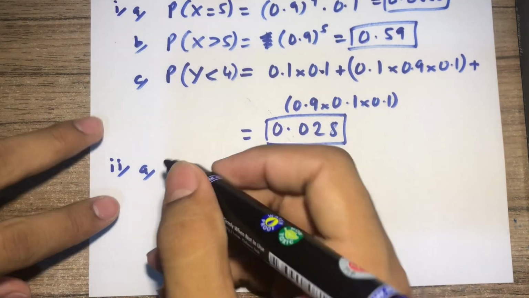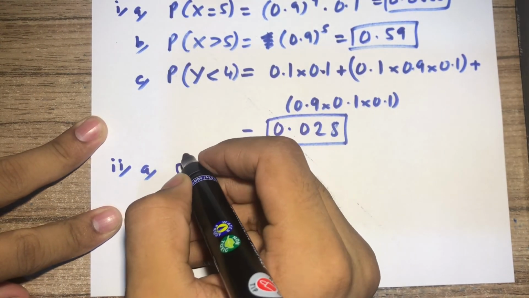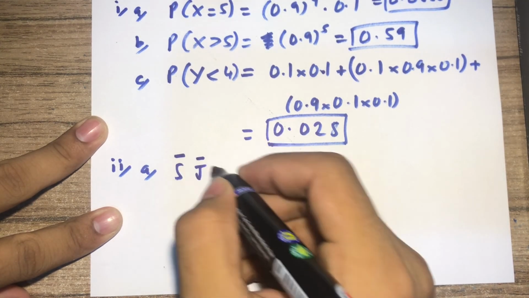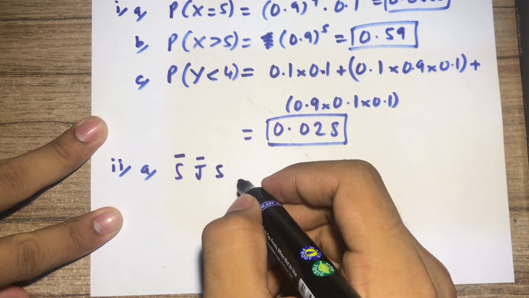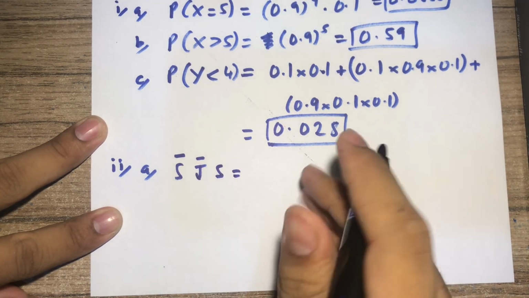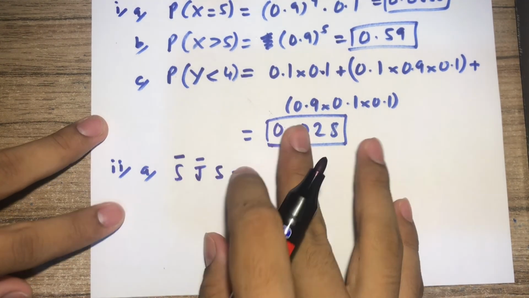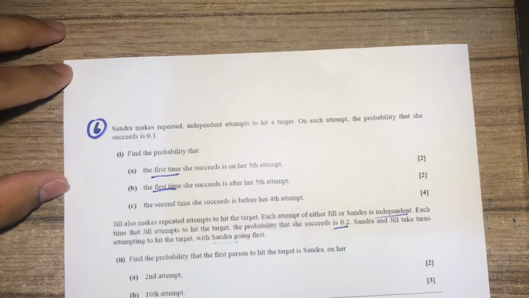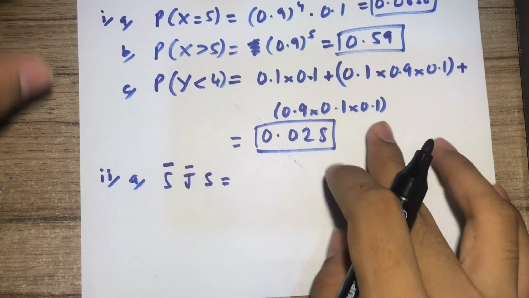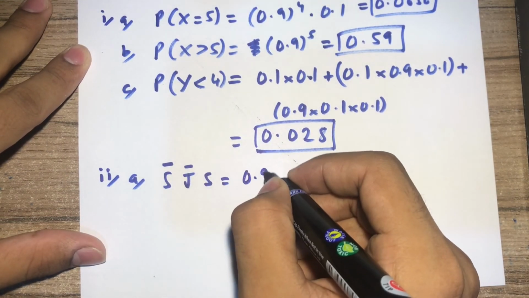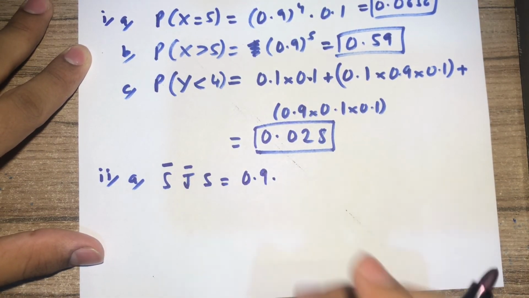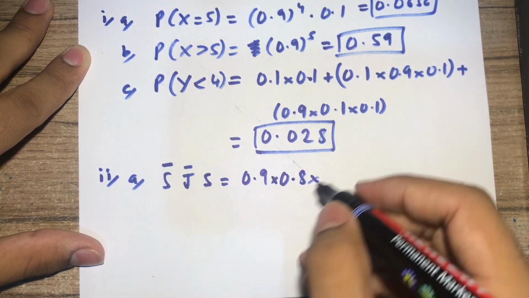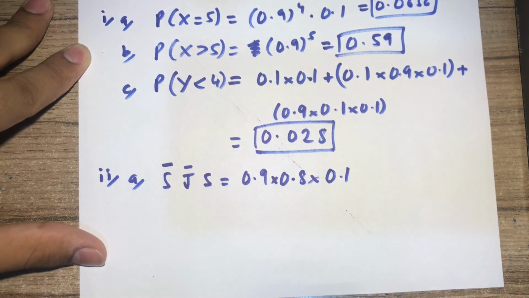So first Sandra tries, but Sandra fails in her first attempt. Then Jill tries and Jill fails. Then in Sandra's second attempt, she does not fail, right? So for Sandra to fail in the first attempt, the probability is 0.9, because 0.1 is the probability to succeed. Then for Jill to fail in the first attempt is 0.8, and then for Sandra to succeed in the second attempt is 0.1.